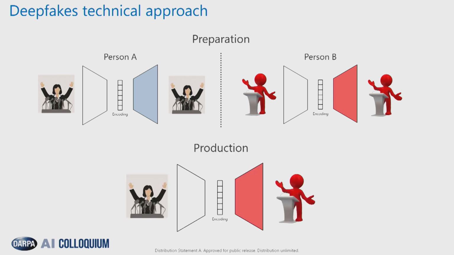And then at production time, we take person A and we encode them, and then we use the decoder for person B to reconstruct the input image. That has the effect of swapping the faces across the two videos. So we've seen how you can create a manipulation using today's AI techniques.